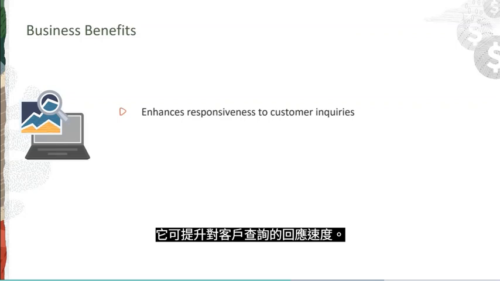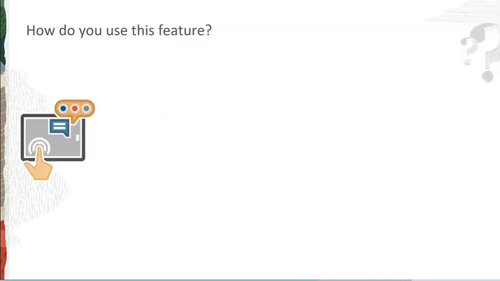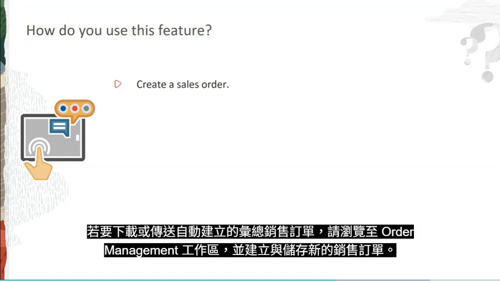To download or send the auto-created summarized sales order, navigate to the area and create and save a new sales order. Click Actions and Email Order Document. It will automatically generate a summary document for the sales order. Looks good? Click Send Email to send it as an attachment to the recipient.